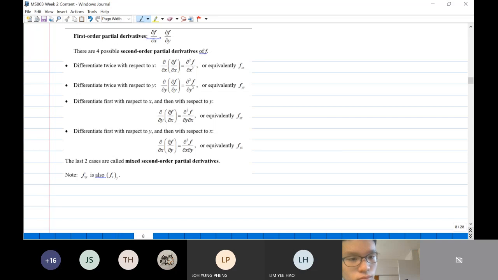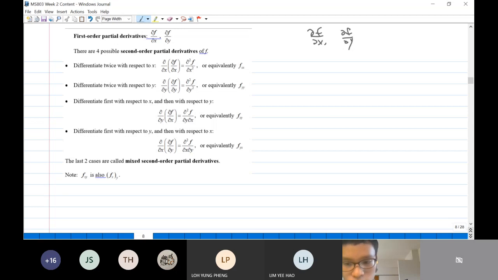We have seen first order differentiation, which is partial d with respect to x, partial d with respect to y, where f is a function of x and y. This is the first order. First order differentiation is about rate of change. When x increases by 1 meter, how do you expect f to change? Same thing if y increases by 1 cm, what changes do you expect in f?